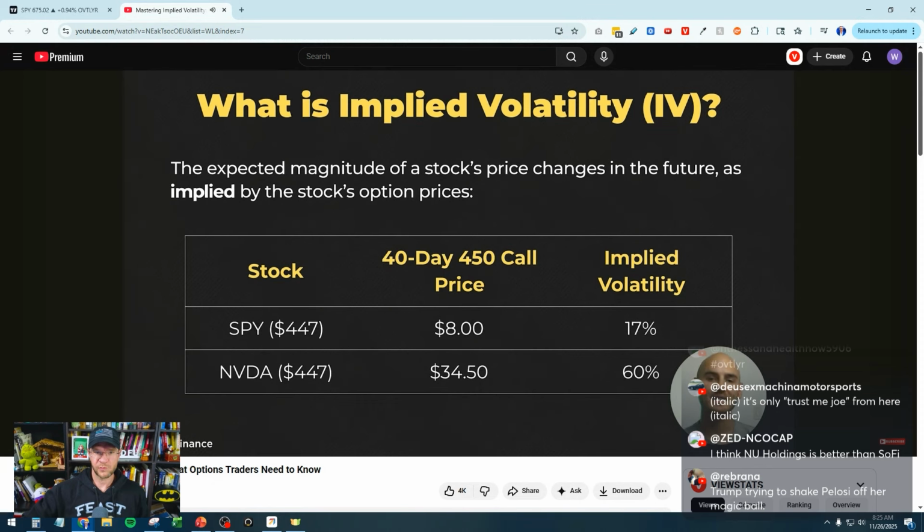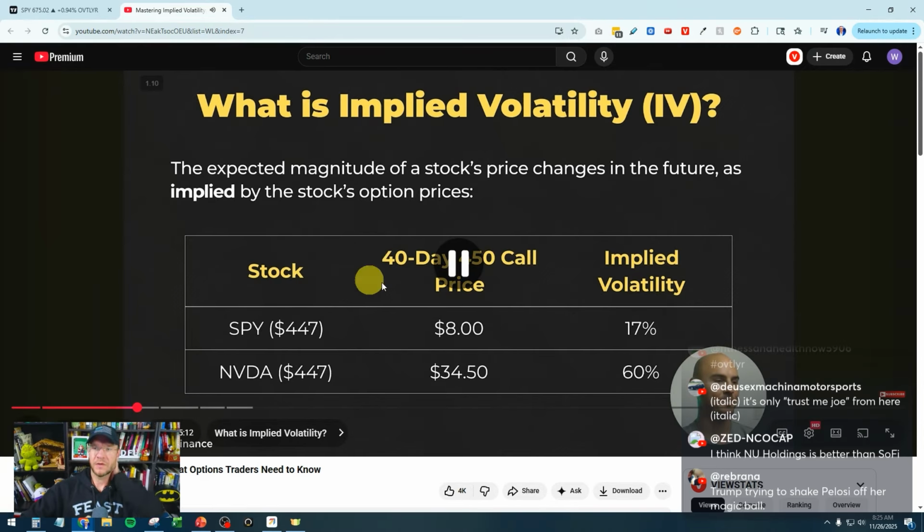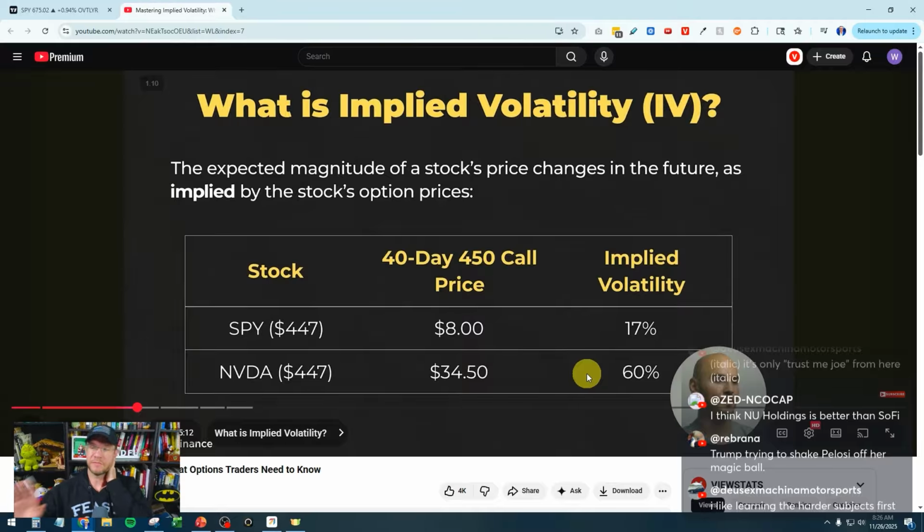Now, when I pulled the implied volatility numbers from SPY and NVIDIA, I saw that SPY's implied volatility was 17% and NVIDIA's implied volatility was 60%. Now, I don't want you to get caught up on percentages. I'm telling you for a fact, as a professional investor, I don't care what this actual value is. This means nothing to me, but it does give you some context of which one has more implied volatility. Okay, so he's going to show numbers.